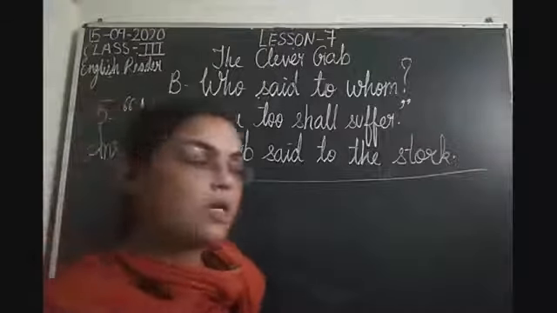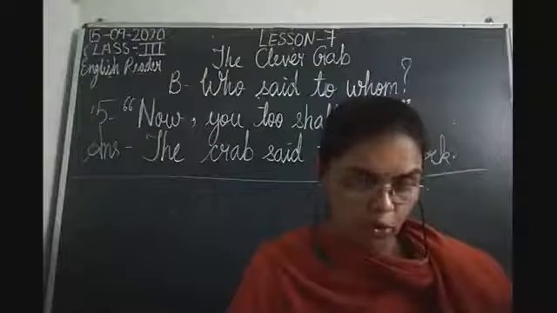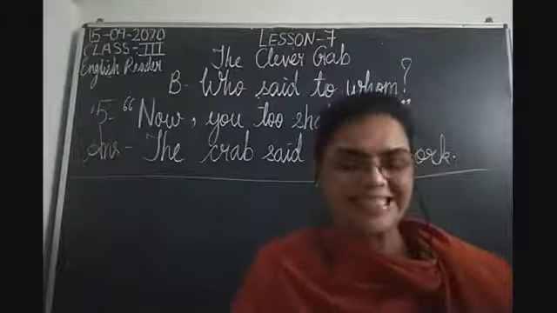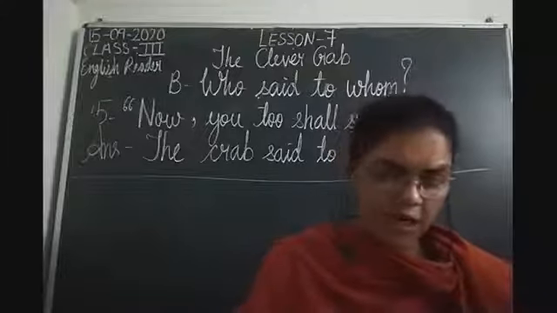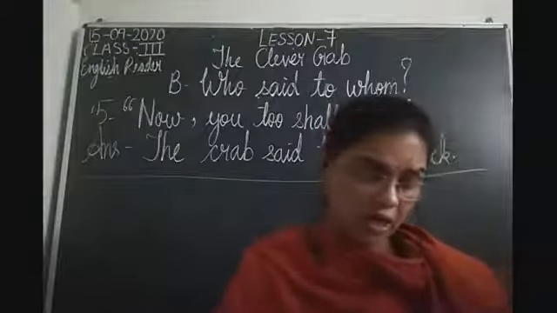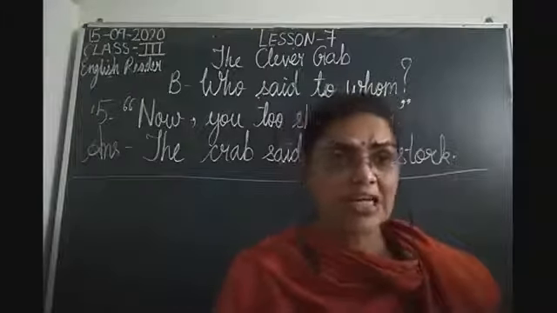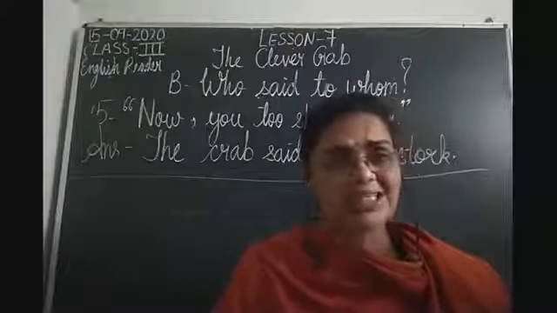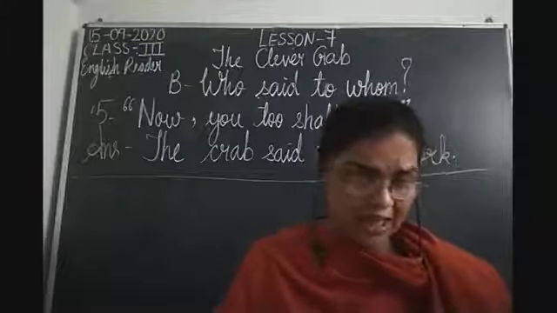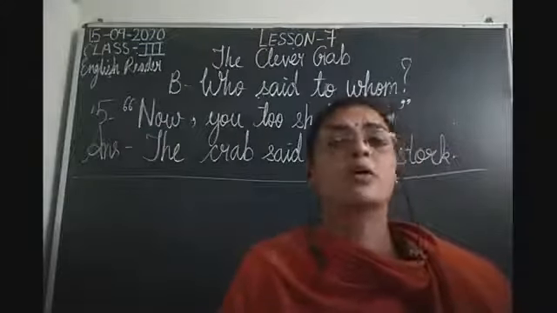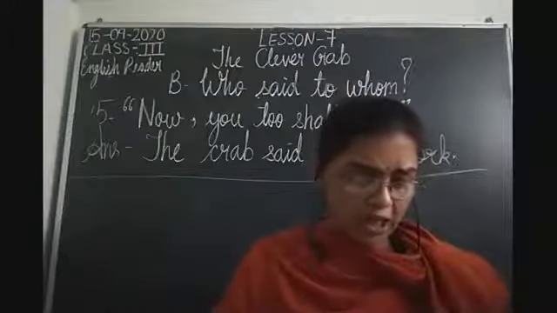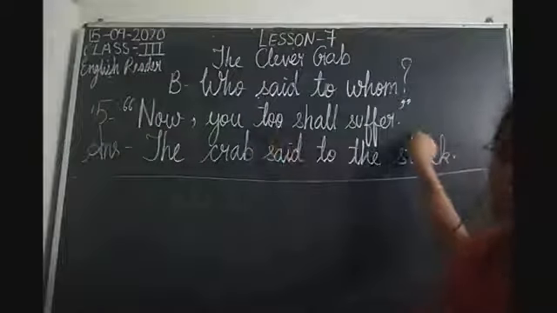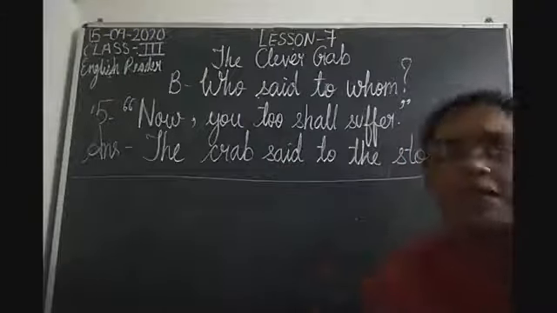Now once again, children, I'll revise all the 5 dialogues. Who said to whom? The first one, I am moving elsewhere. Answer, the stork said to the fish. Second, if you do not wish to come, you stay here alone. Answer, the fish said to the crab. Third, let us stay here and see whether the pond actually starts drying up. Answer, the crab said to the fish. Fourth, to let me take you across to the other pond, the stork said to the crab. And the fifth one, now you too shall suffer. Who said this? The crab said to the stork.